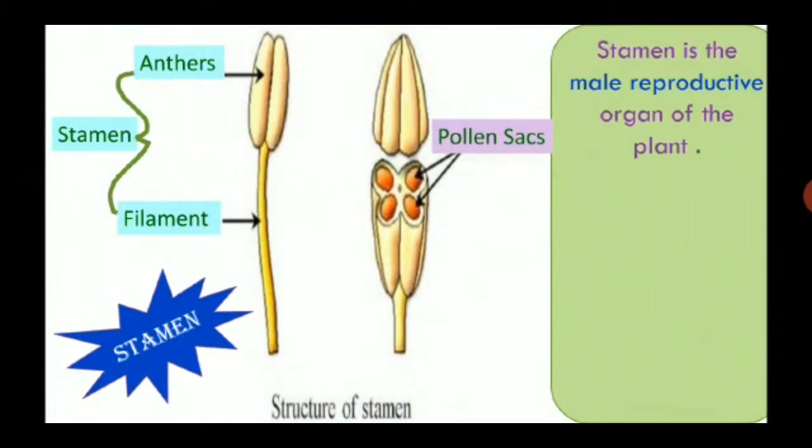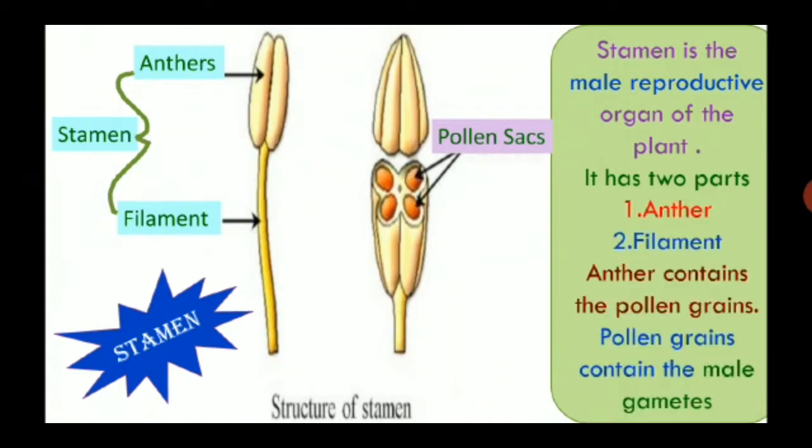Let us discuss about the structure of stamen. Stamen is the male reproductive organ of the plant. It has two parts, anther and filament. Anther contains the pollen grains. Pollen grains contain the male gamete. The swollen tip of the stamen is called anther and the stalk of stamen is called filament. Anther contains the pollen grains. The pollen grains contain the male gamete.